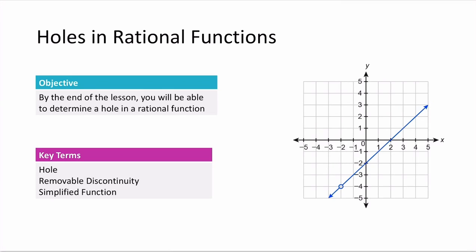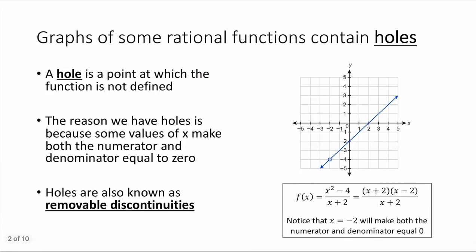In this video, we're going to talk about how to determine holes in rational functions. Some rational functions will have holes, and that'll be a point at which the function is not defined. The reason we have these holes is because some values of x will make both the numerator and denominator equal to 0. So holes are considered to be removable discontinuities, because if that hole was actually defined, your function would be continuous.